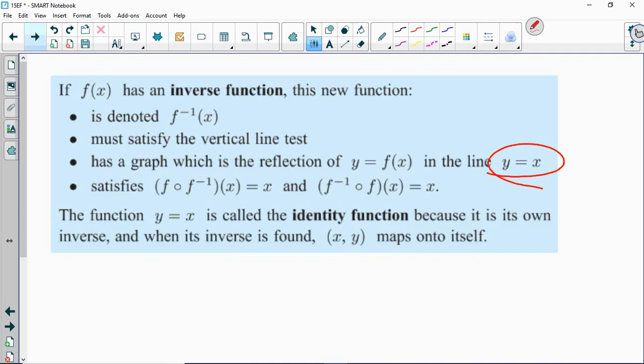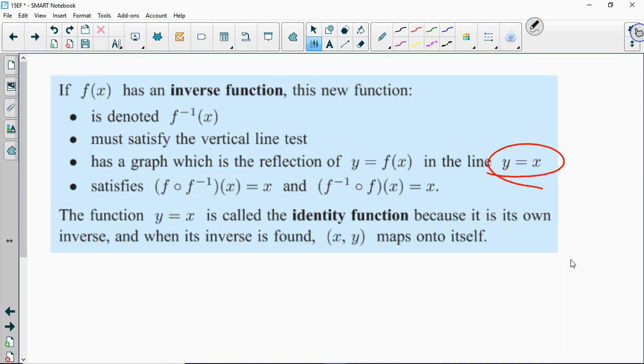And fourth, it's going to satisfy this property that the function and its inverse should cancel out. No matter what order we apply them in, they're always going to cancel because they're inverses. So f of f inverse and f inverse of f, they're both equal to x.